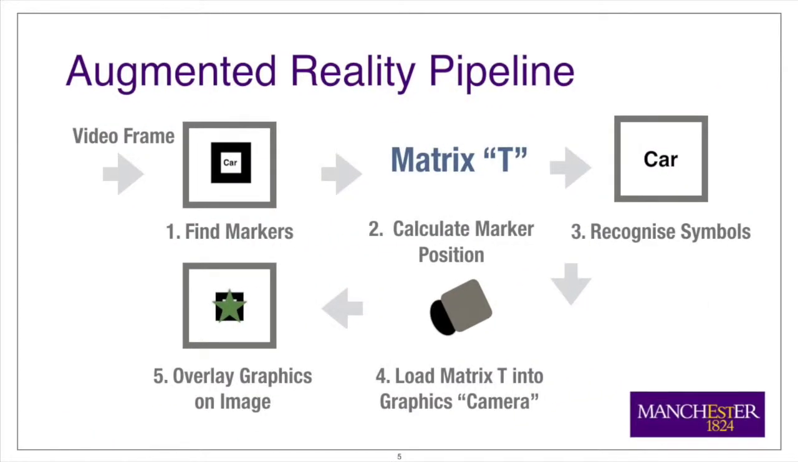The augmented reality was created using a computer vision library called AR Toolkit and a graphics library called OpenGL. The following pipeline describes the stages in generating the augmented reality scene. After obtaining a video frame from the camera, the program needs to find the marker within the frame. When the marker has been found, the pose of the marker needs to be calculated and is represented with the matrix T.